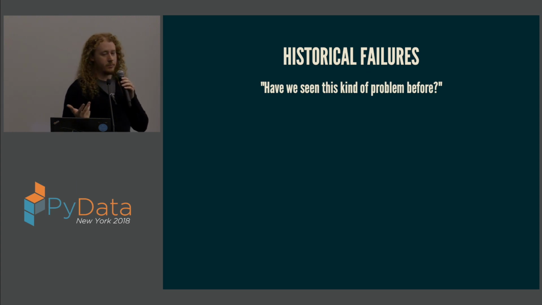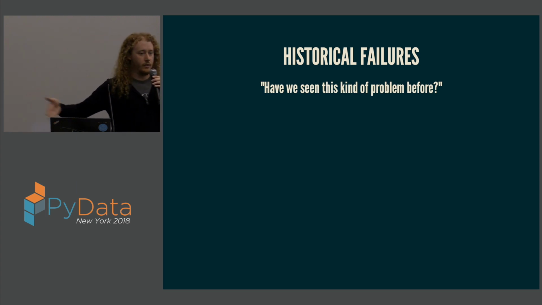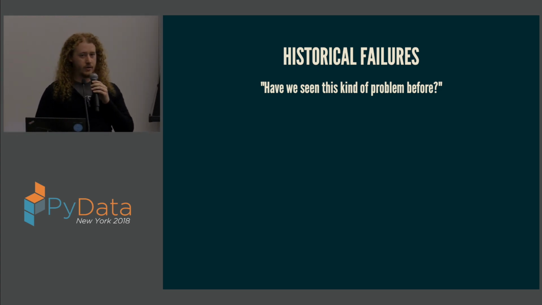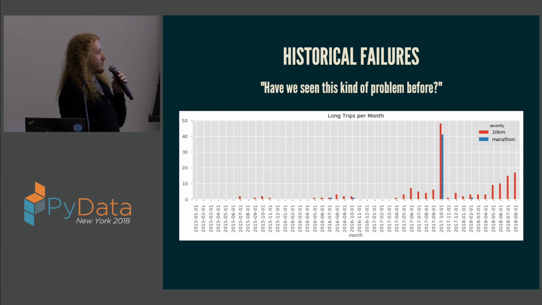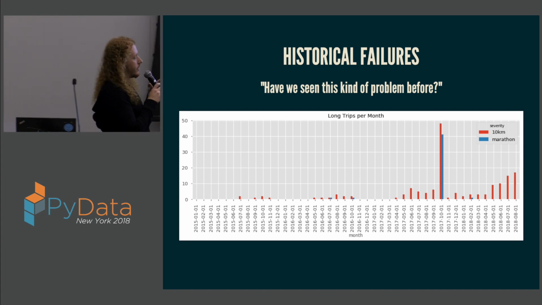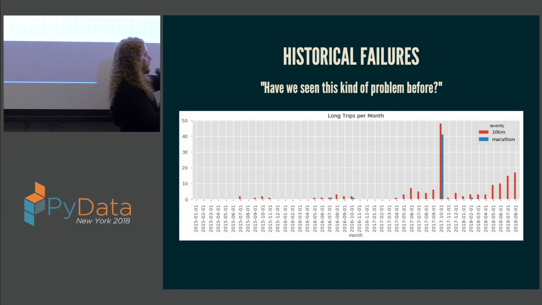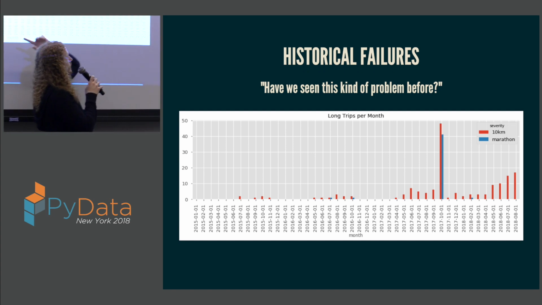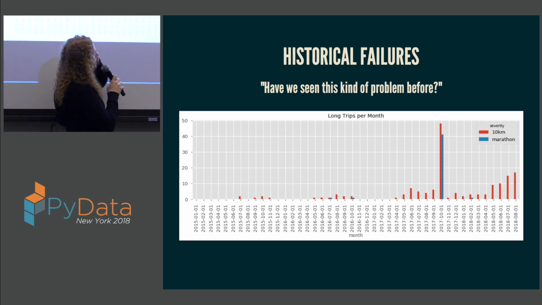So have we seen this kind of problem before? We can take our months of logs of these assertions that we've stashed wherever we've stashed them. Hope it's not Elasticsearch. And we can generate plots. Let's say we got a failure in September, and we want to look at what's happened in the past. Well, we've had some kind of 10K rides.